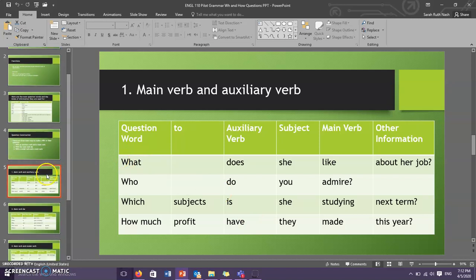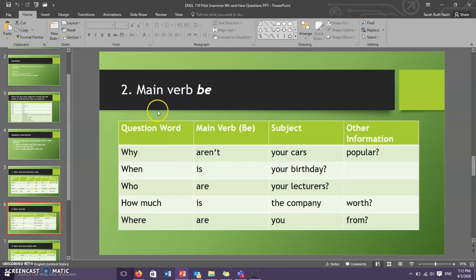Then we have here main verb be. Again, we have the question word at the beginning, right? Those question words are always going to be at the beginning. Then we have the main verb be, but we don't just say be, right? We have to change be into am or is or are, right? We don't say I be, she be, they be. We say I am, she is, we are. So here we have to change it as well.